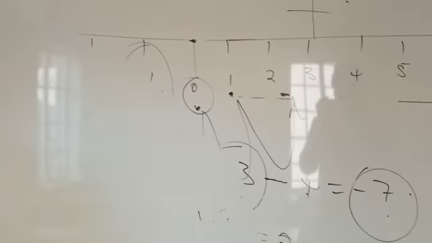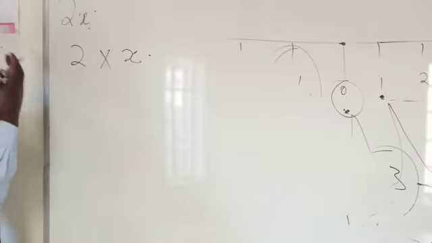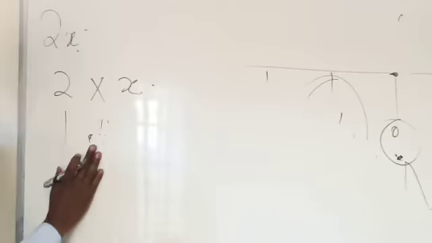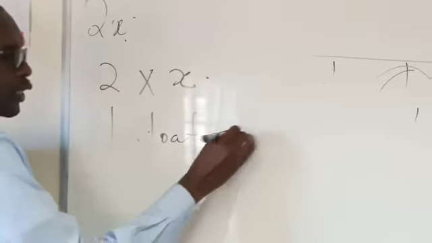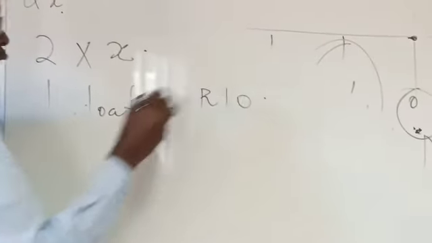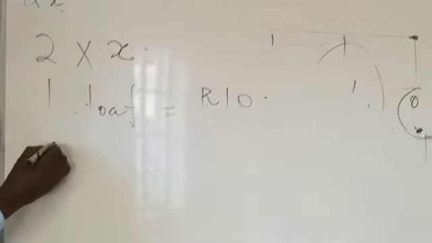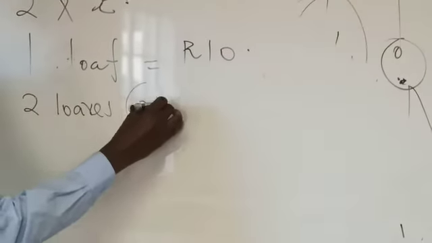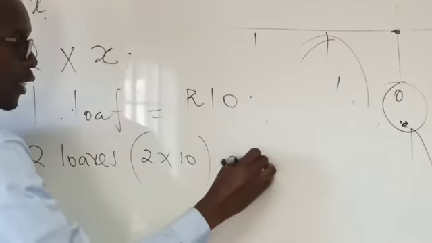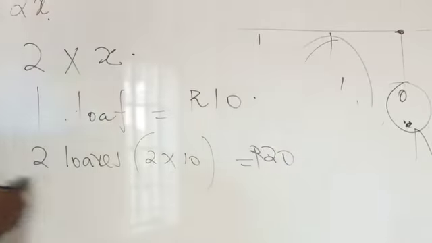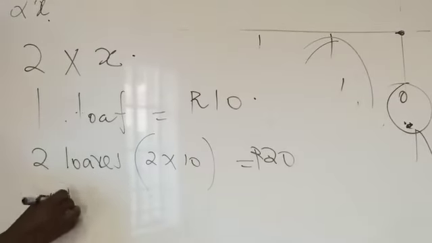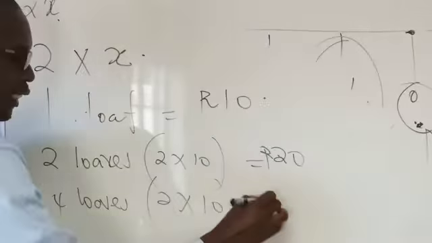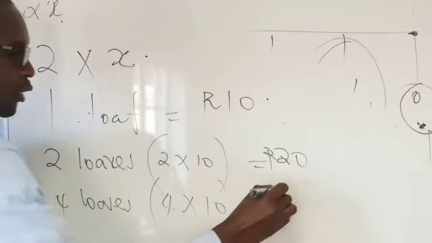Let us see to it now. Let's say one loaf of bread is 10 rands. One loaf. If we are saying 2 loaves, we just say 2 times 10, which is 20 rands. That is the price of 2 loaves. What about 4 loaves? It is 4 times the 10, which is 40 rands.